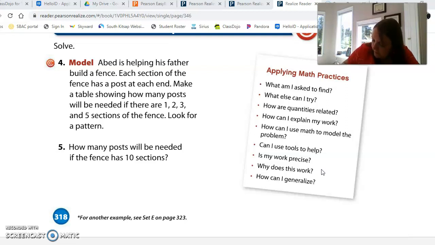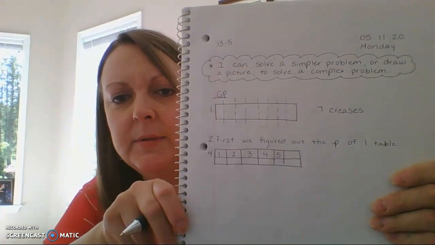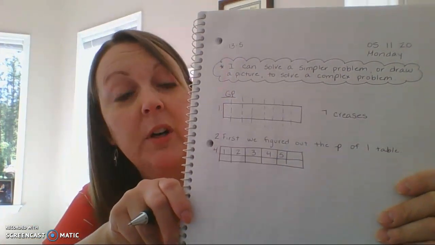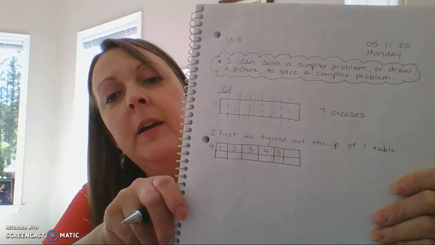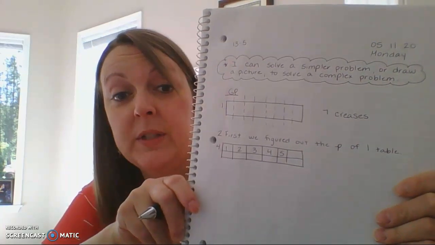Oops, pretend that my table is perfect. It's a little bit chaotic. So my table looks like this. I have sections on the top, and we're going to fill in the posts at the bottom. Now, I also think it would be good to draw a picture because that's really going to help me.